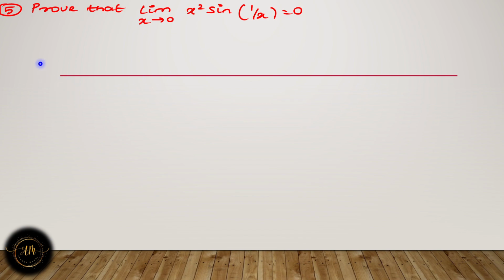So yes, prove that limit of x square sine 1 by x as x tends to 0 equals 0. Very simple, very easy. Let's get started.